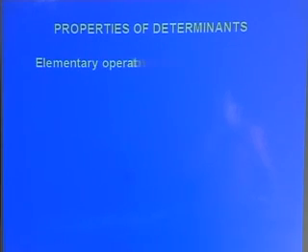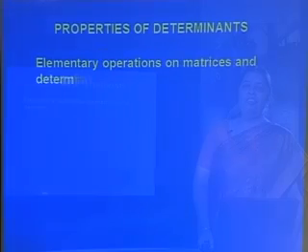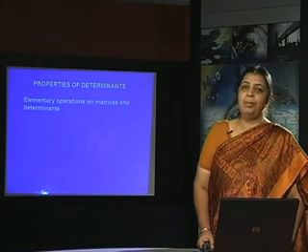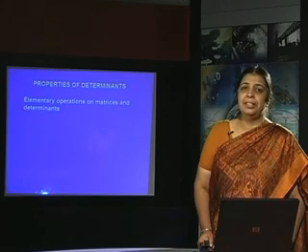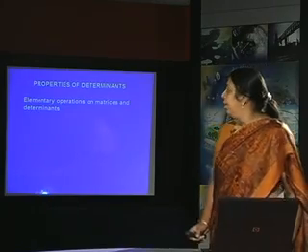Now this can be proved very easily from the definition, because if you are changing two rows, then actually the signum of sigma will change, the inversion will change, and one minus sign will come because of this. That is why determinant B is equal to minus determinant A. Now in the next set of properties, we will see the effect of elementary operations on matrices, and we will see what is their effect on determinants.